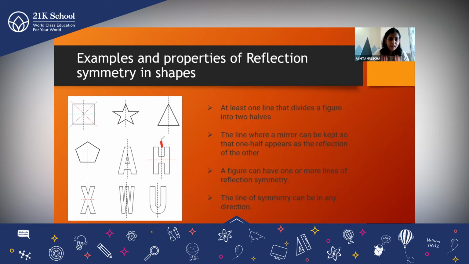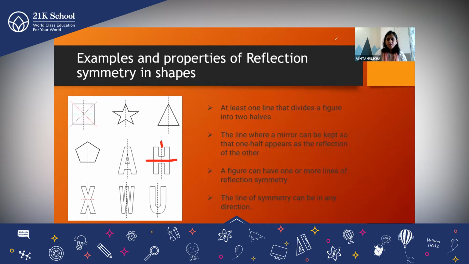If you fold about this line, you can see this right hand side of the H is going to overlap exactly on the left hand side. So we can say it has got reflection symmetry. Now we are discussing that one shape can have many lines of symmetry, not necessarily only one. Like in this example, we have one more line of symmetry, because if you fold this H letter about this line, you can see the top part overlapping on the bottom part. And that's why even this can be considered as a line of symmetry. And likewise, you can consider all other examples here for reflection symmetry.